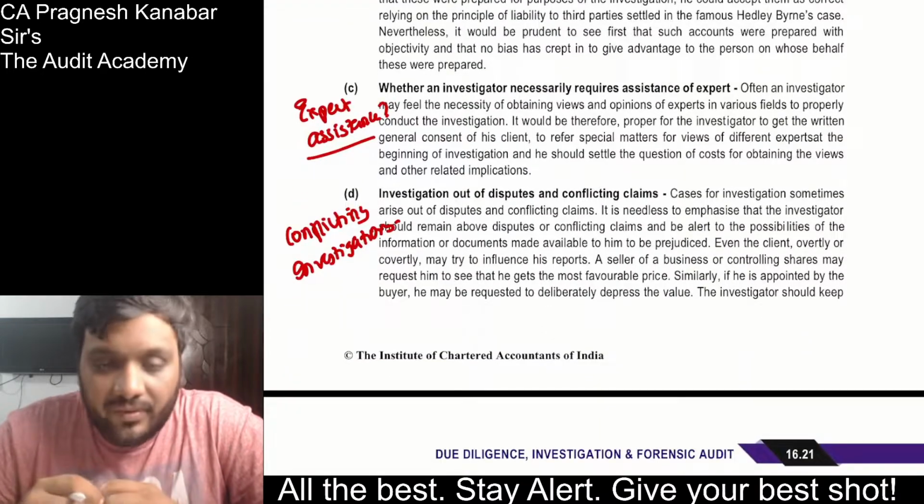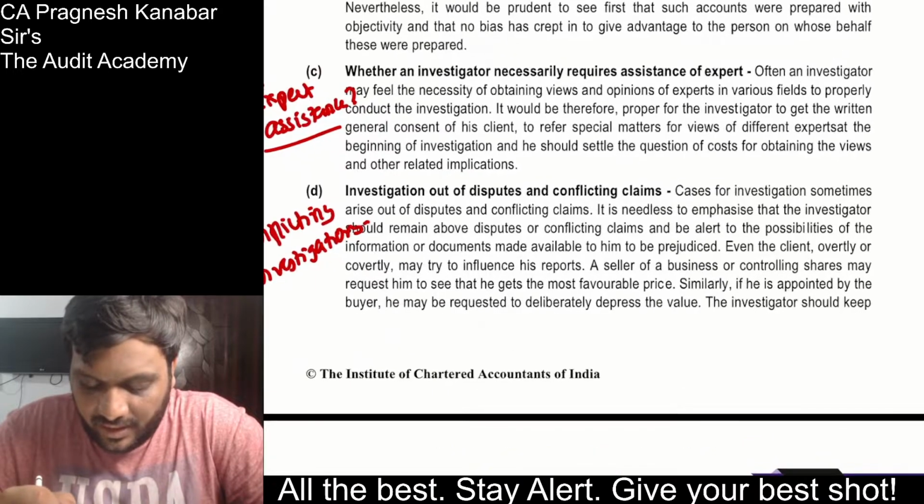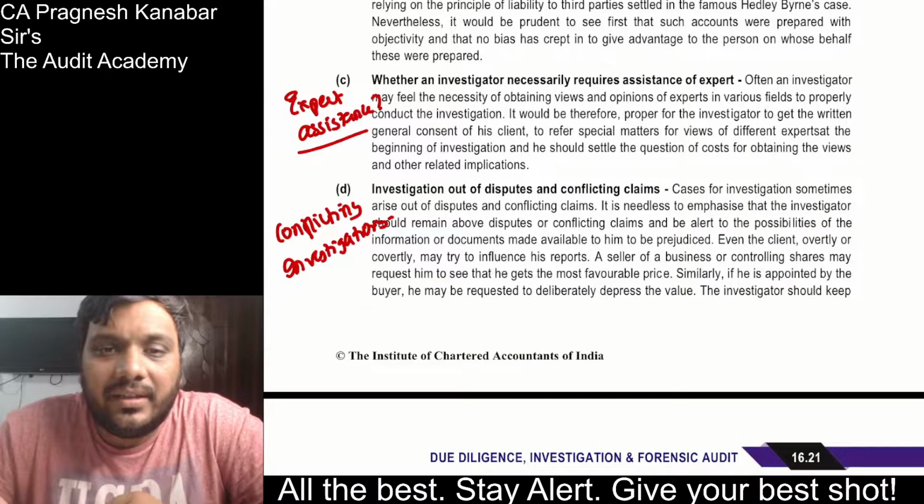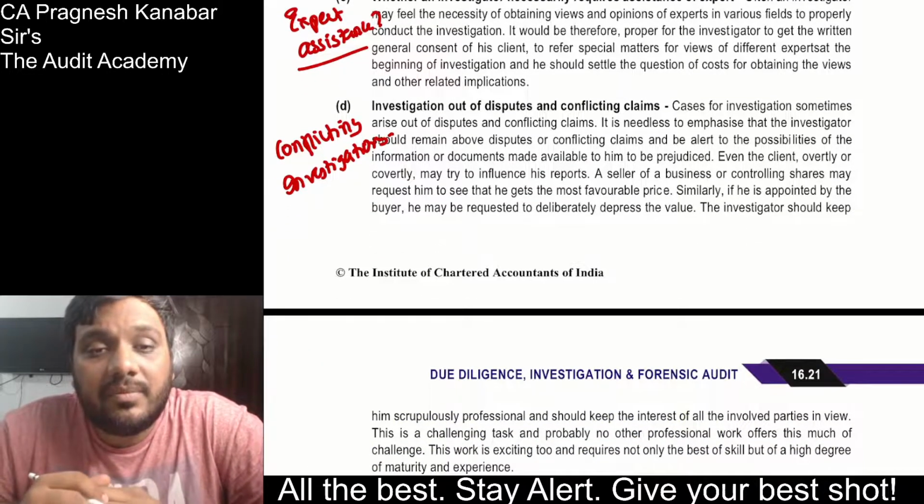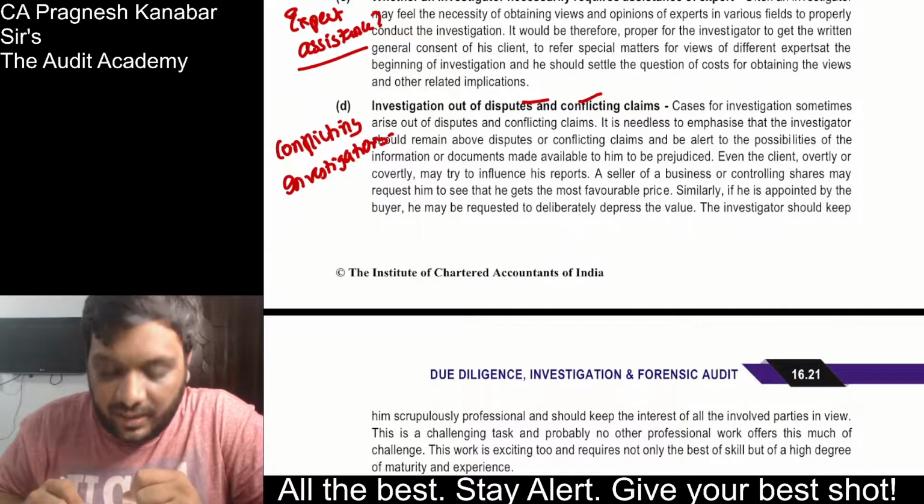Yes. Whether investigator will require assistance of expert, it will depend upon the facts of the case, whether he will require assistance of expert or not. If the issue involves technical things, then he may require it, otherwise he may not. Then investigator has to be very clear about disputing and conflicting claims.